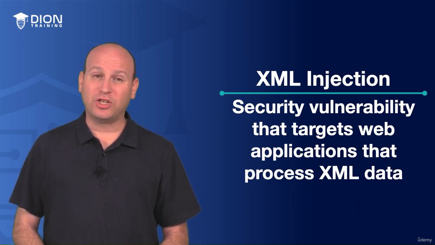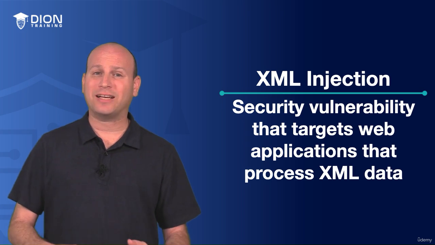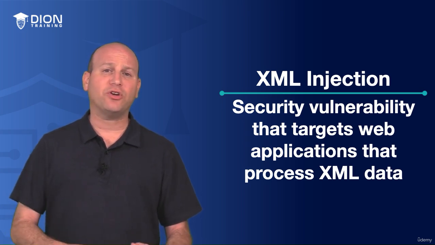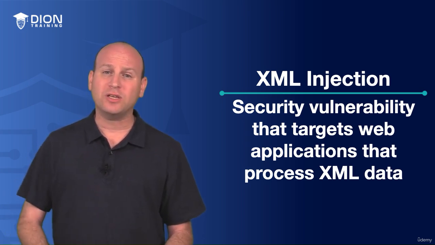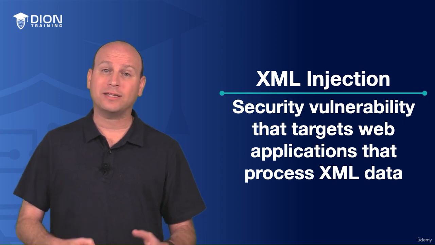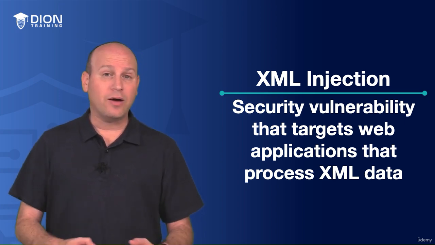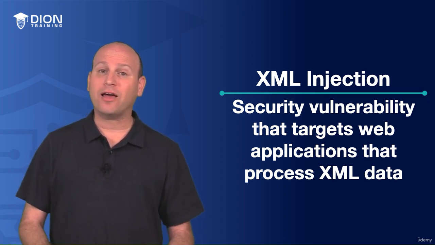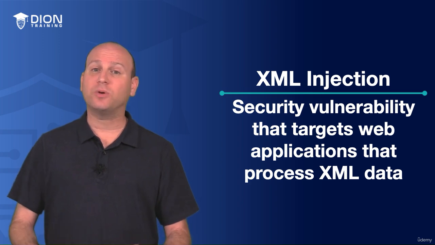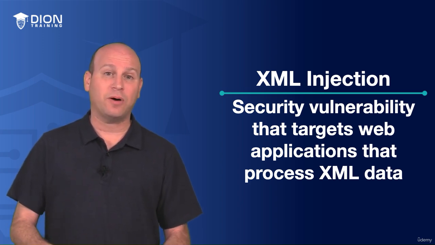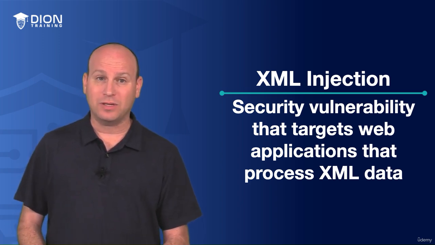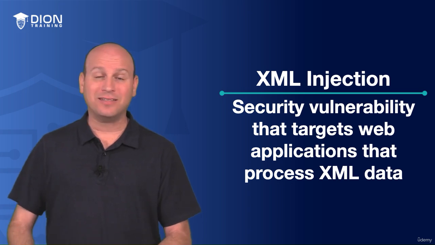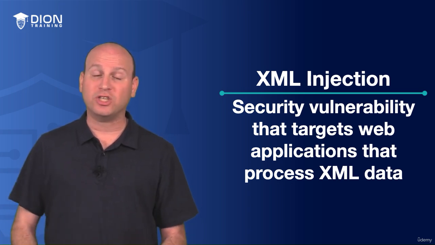An XML injection, on the other hand, is also known as an XPath injection, and it's considered to be a security vulnerability that targets web applications that process XML data, or extensible markup language data. Now, in an XML injection attack, an attacker can manipulate XML input to exploit vulnerabilities in the application's XML parsing or processing mechanisms. This can then lead to unauthorized access, data exposure, or other malicious actions within that web application.